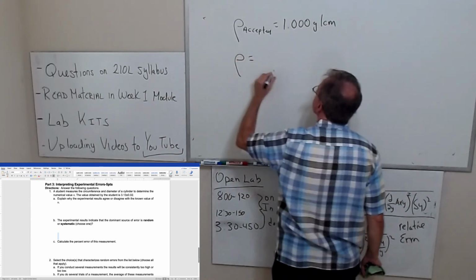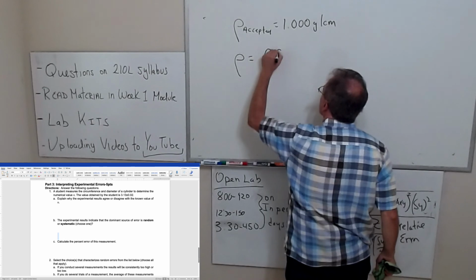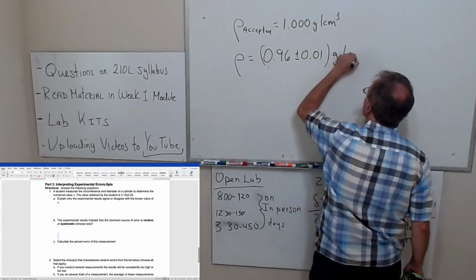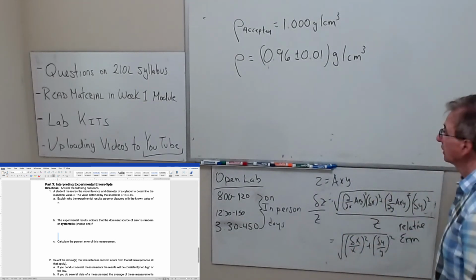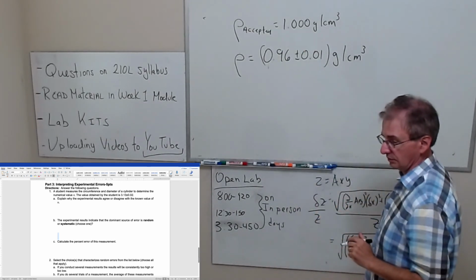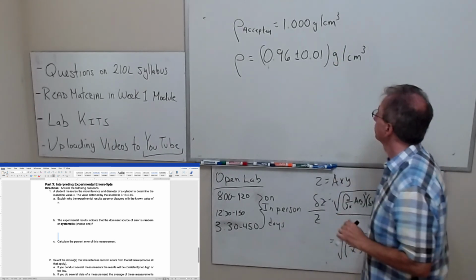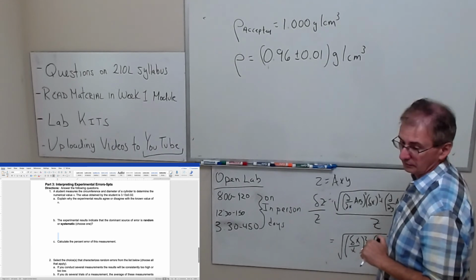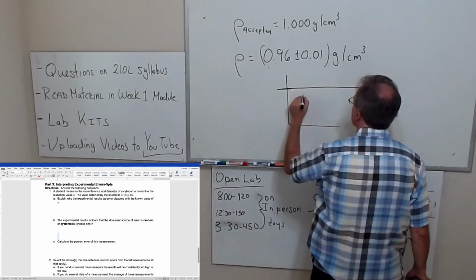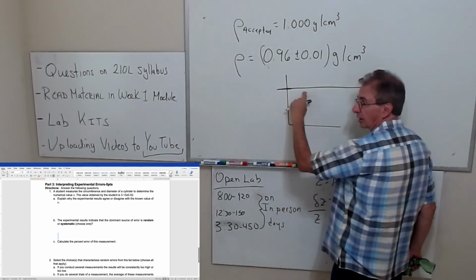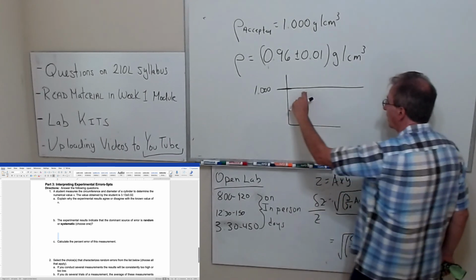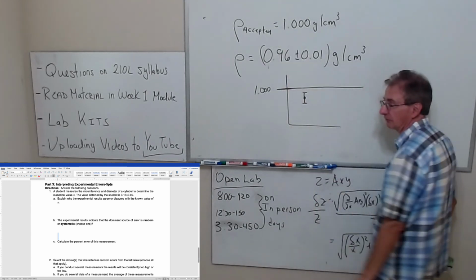And what you got... Now, first of all, the question I can ask is, does your value agree with the accepted value? Do they agree? So if I plot it, this is where the density of water is. This is your value with the error bar on it. Does this overlap that value of 1.000? Nope. So they don't agree. If this error bar doesn't incorporate the actual accepted value, these don't agree.